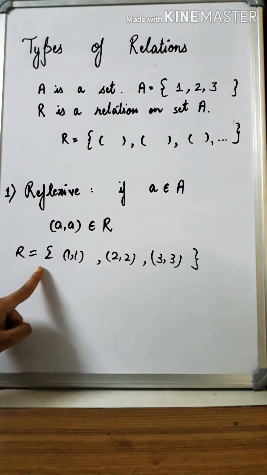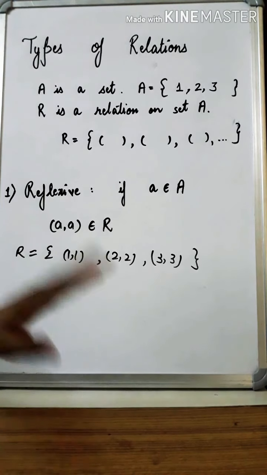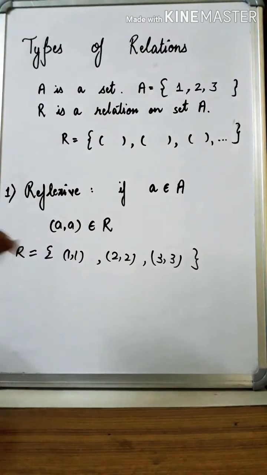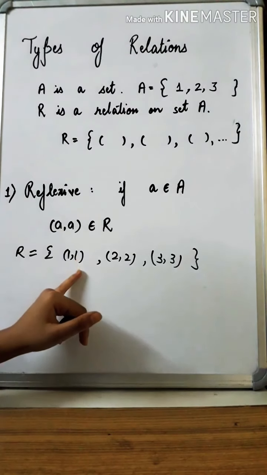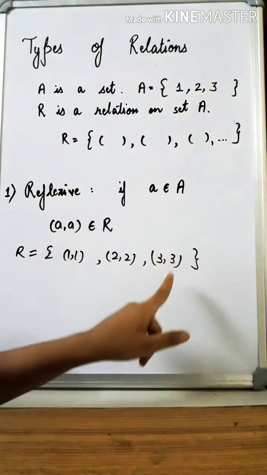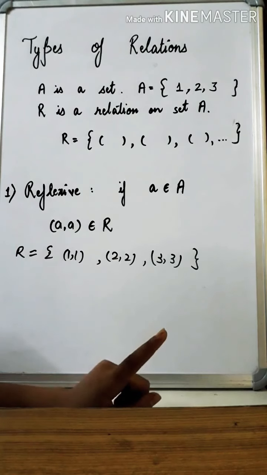This is a reflexive relation. So what you have to do is check the parent set and see if (a, a) type of elements are present in the relation or not. If any of these three is missing, that will not be a reflexive relation.